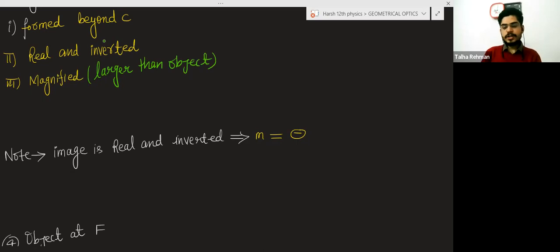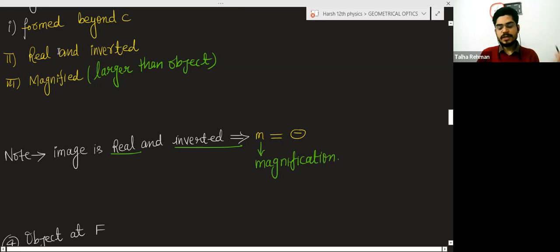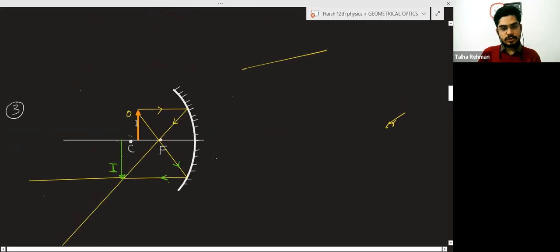And there is one note point. Always remember, if the image is real and inverted, the magnification will always be negative. We will discuss why the magnification will always be negative there.